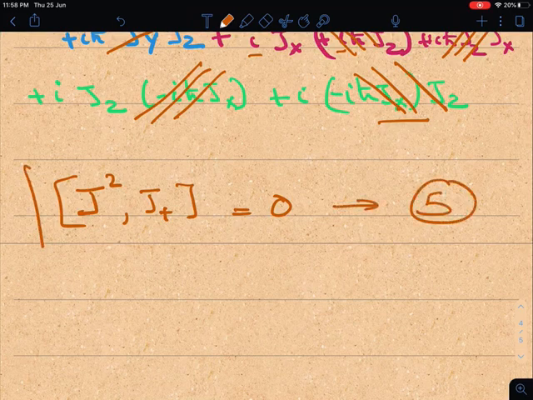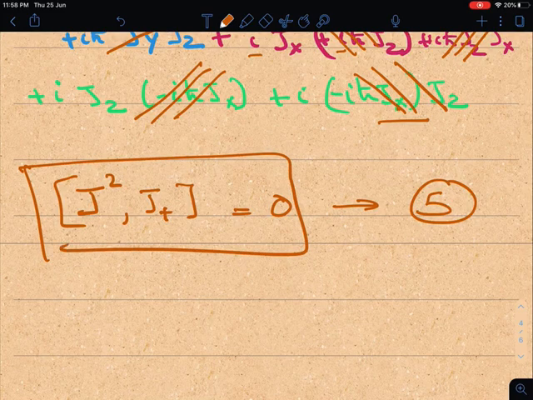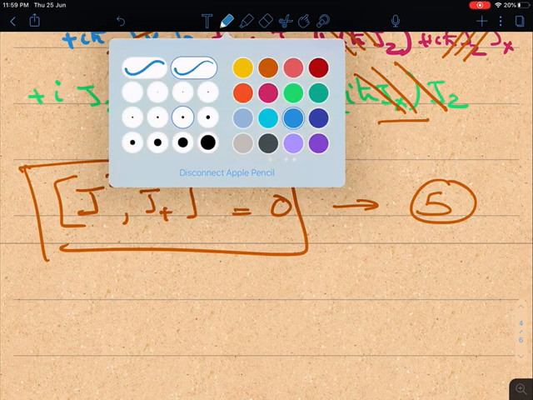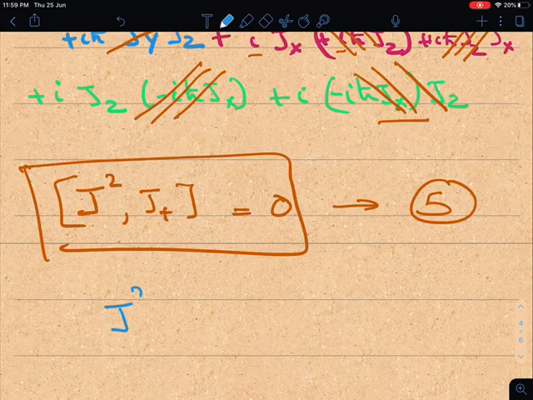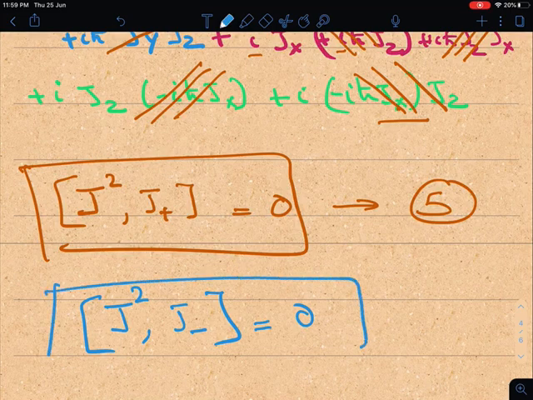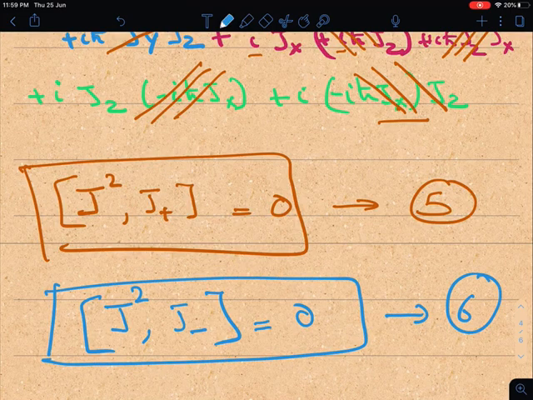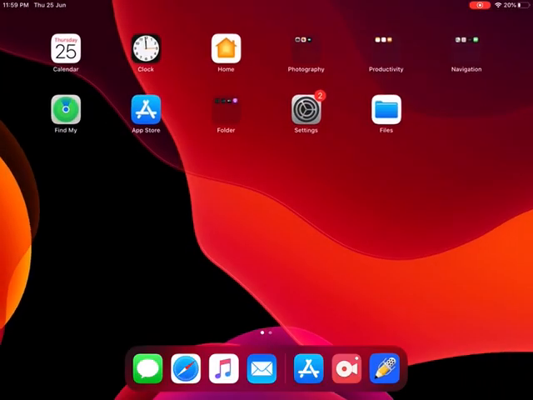This is your fifth commutation relation. And you can also verify that J square commutes with J minus. So do it for yourself. Enjoy quantum mechanics. Thank you all.